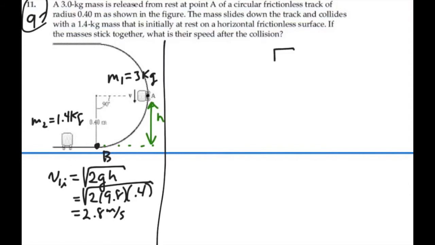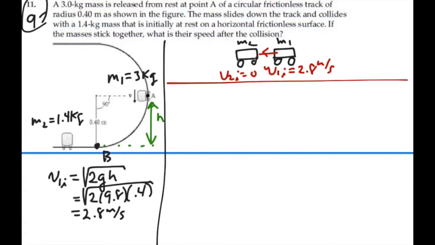So now we have a new situation. We have these two carts, mass 1 and mass 2, and mass 1 is moving with a v1 initial of 2.8 meters per second. v2 initial is 0 because mass 2 is at rest, and then they're going to stick together, and we want to find what's going to happen afterwards when they stick together. So they have one common final velocity.